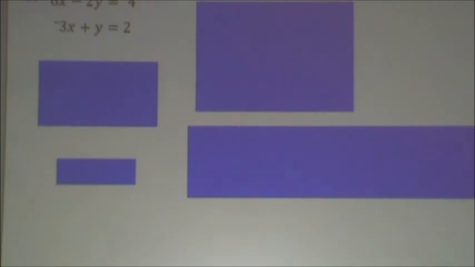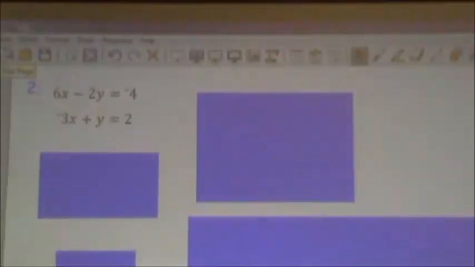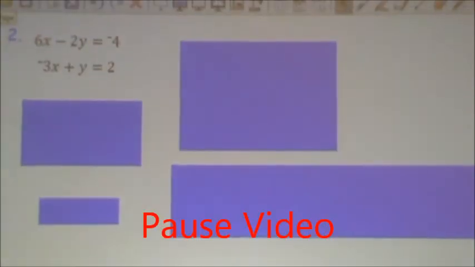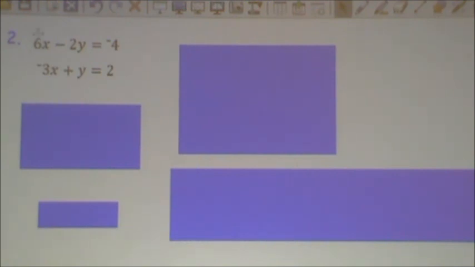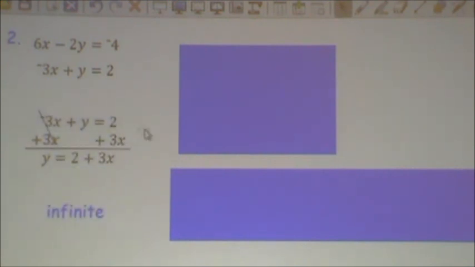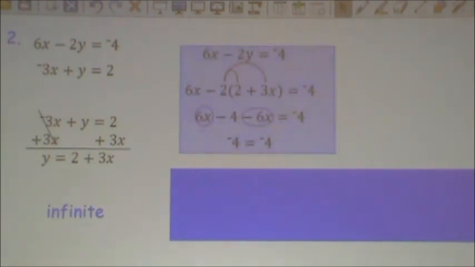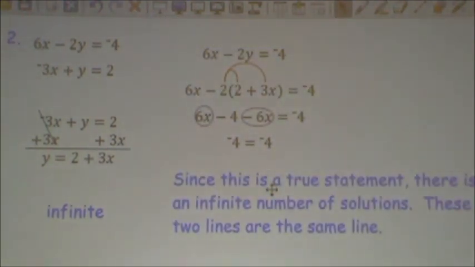Here's your second example. Oops, sorry guys. Trying to keep it all in there. Copy down the equation. I'm going to show you the answer in about 3 seconds because my battery's about to die. So there we go. Hopefully my battery does not die yet. Uh-oh. -4 equals -4. Since that's a true statement, there's an infinite number of possibilities. So this would mean that it is the same line.